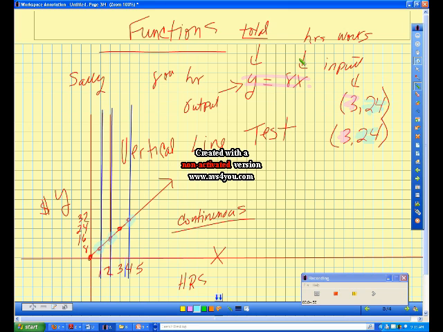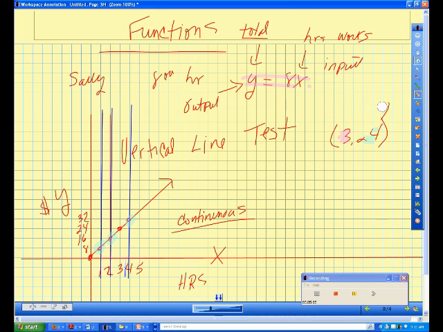How does that help you to determine whether or not this is a function? Well, let's say we go to some weird, bizarre universe where one day Sally worked for 2 hours and she got paid the $16 that she should have, but then one day she worked for 2 hours and she didn't get paid anything right here.